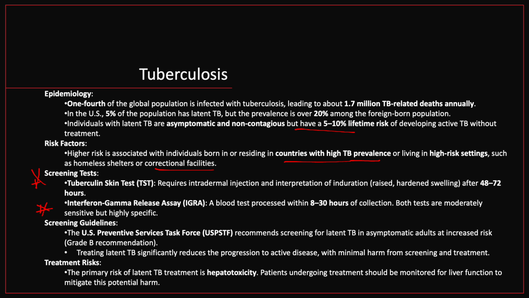Screening guidelines. The U.S. Preventive Services Task Force, or USPSTF, recommends screening for latent TB in asymptomatic adults at increased risk. Treating latent TB significantly reduces the progression to active disease. The primary risk of latent TB treatment is hepatotoxicity. Patients undergoing treatment should be monitored for liver function to mitigate this potential harm.